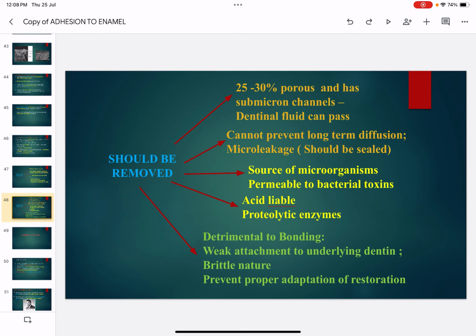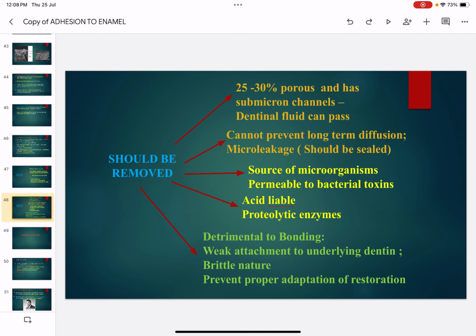And from the composition we have seen that smear layer is an abundant source of microorganisms and it can also be permeable to bacterial toxins. Therefore, if you retain the smear layer, it can be detrimental to bonding because of its weak attachment to its underlying dentin, its brittle nature. All of this will prevent a proper adaptation of the restoration.